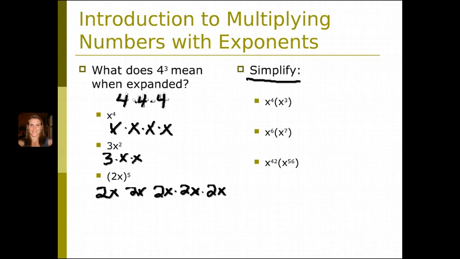If we think about expanding this, x to the fourth means x times x times x times x. And this x to the fourth is times x to the third, which simply means it's going to be times x times x times x again. So here's the x to the fourth right here, and here's the x to the third. And notice all those x's are multiplying each other.